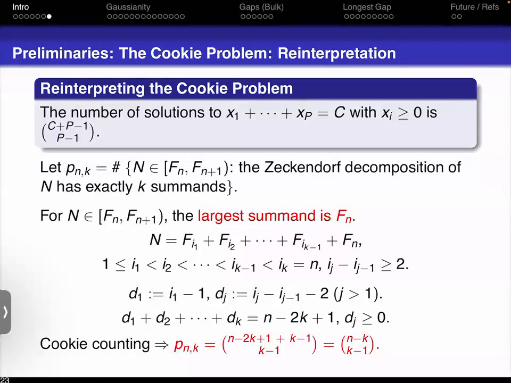If you sum this over all k, you actually get f_{n-1}. And that proves that every number has to have a Zeckendorf decomposition. Every number is accounted for. No number is ever counted twice. So it's a nice exercise to prove.